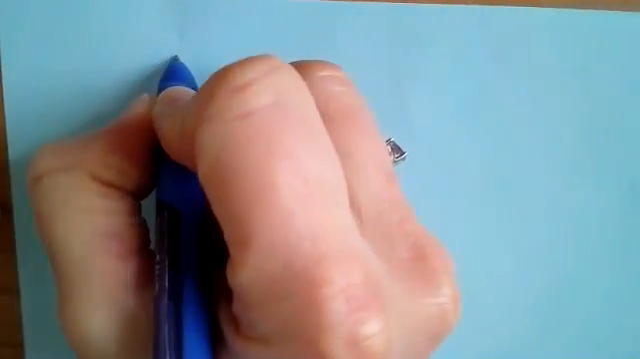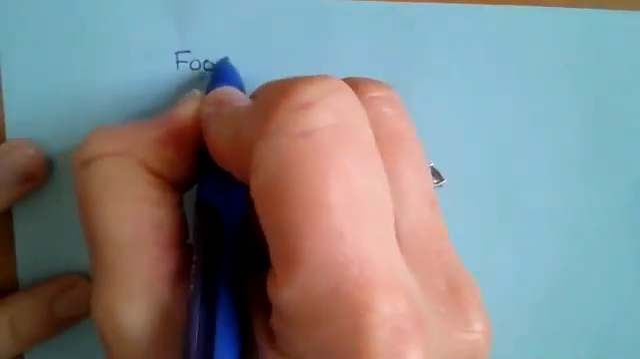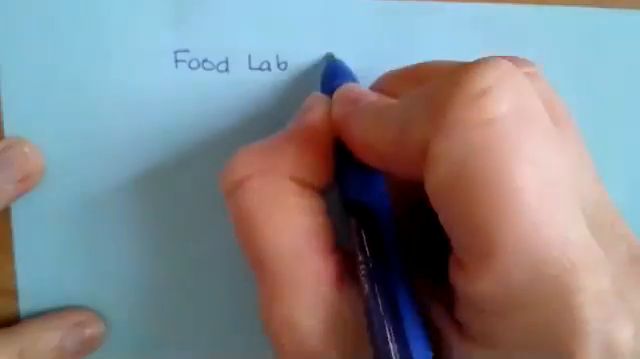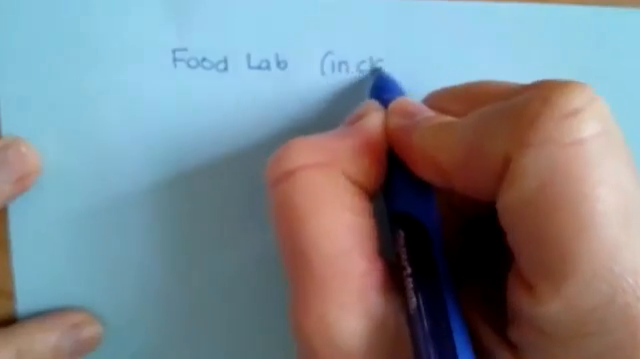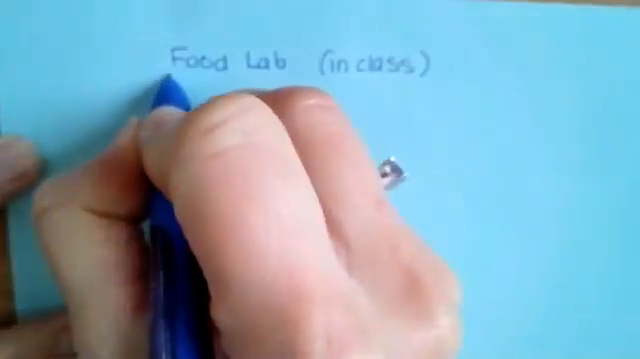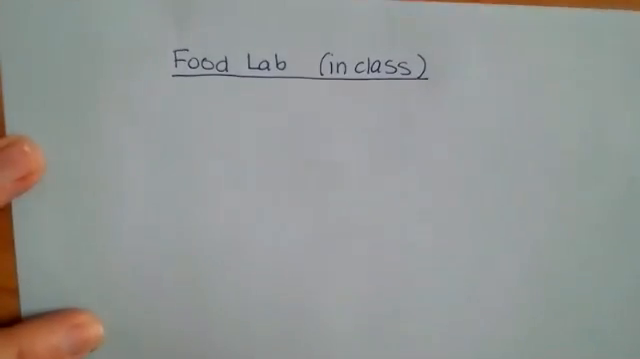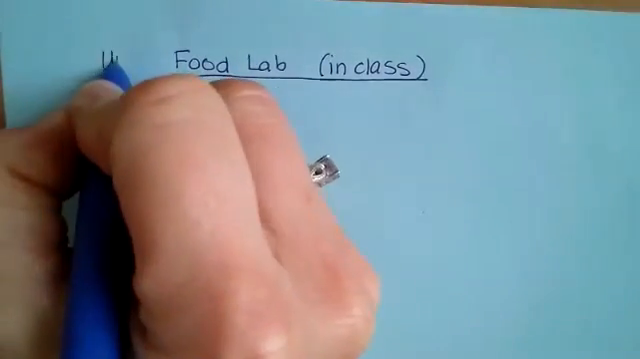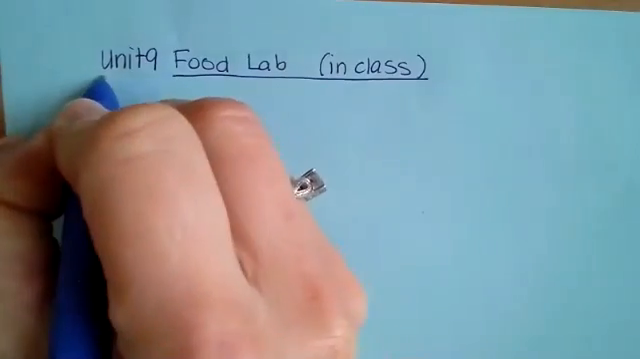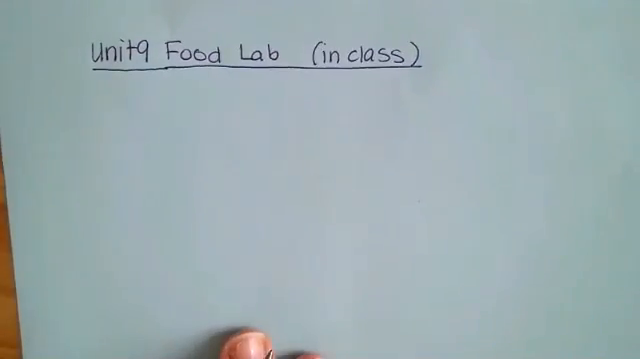Right, so I want to label this food lab, and this would have been the one you did in class. Unfortunately, because we weren't in class, you saw my video of me performing the lab. Let me see if I can focus that a little better. Okay. This is unit 9, so let's keep track of the units and write that in there so we can make sure we don't make a mistake.